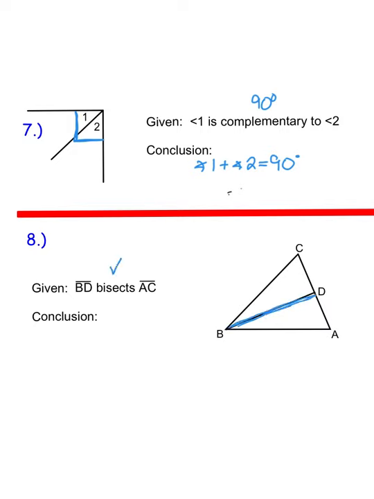For number 8, it says BD bisects AC. When we see the word bisect, we want to think cut in half. So A to C, this line segment is getting cut in half. If it's getting cut in half, I know that this piece is equal or congruent to that piece. So I can say that AD is congruent to DC.